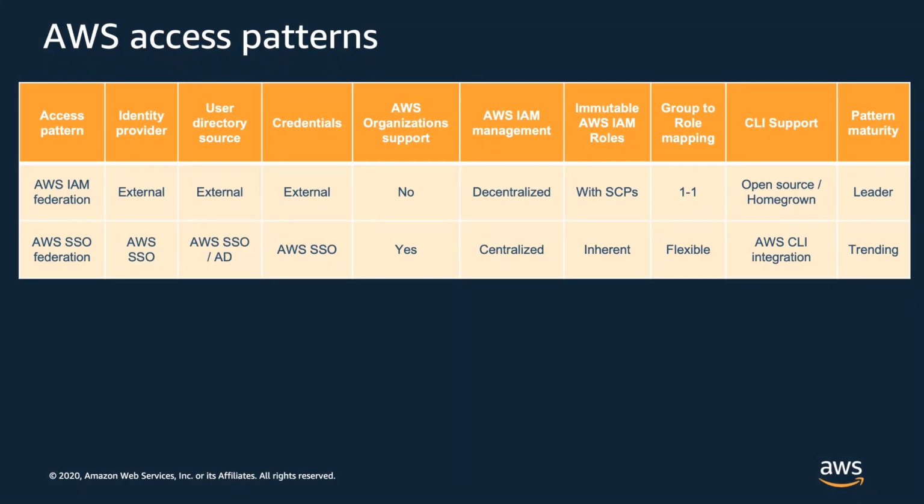Let's quickly summarize this access pattern and compare it with the direct federation one. With AWS SSO federated access, your identity source of truth is the AWS SSO or the Active Directory it's connected to, and user authentication is controlled by the AWS SSO. AWS SSO is tightly integrated with AWS Organizations so you can manage access to all of your organization accounts centrally. With AWS SSO, you manage IAM roles centrally, and IAM roles created on the accounts are immutable and managed by AWS. Groups to IAM roles mapping is flexible. You can assign access to the same group and provision the same permission sets to multiple AWS accounts, creating an account control model that suits your organization the best.